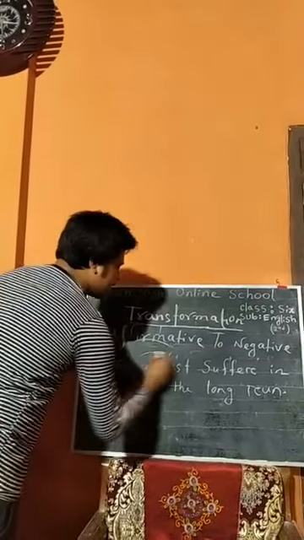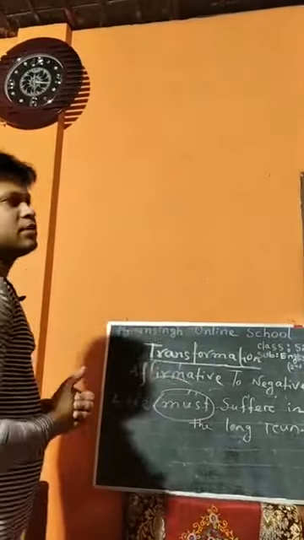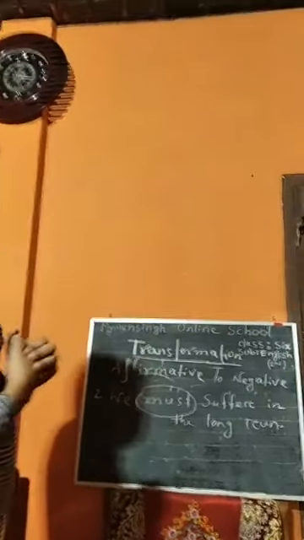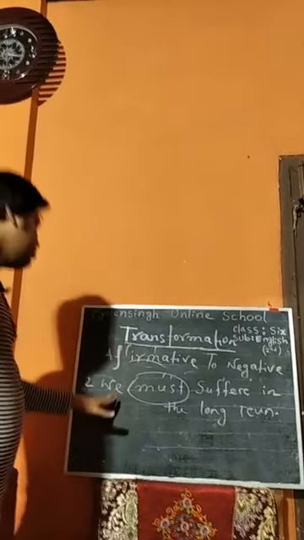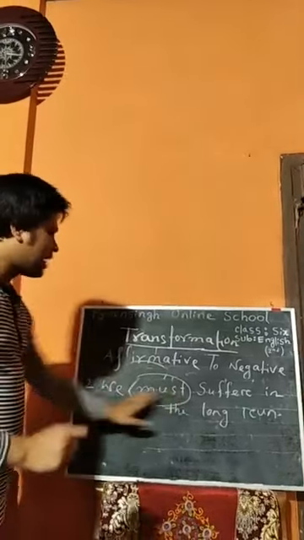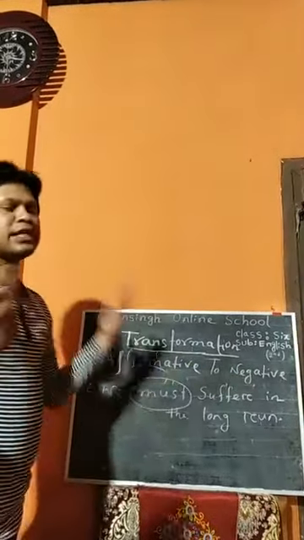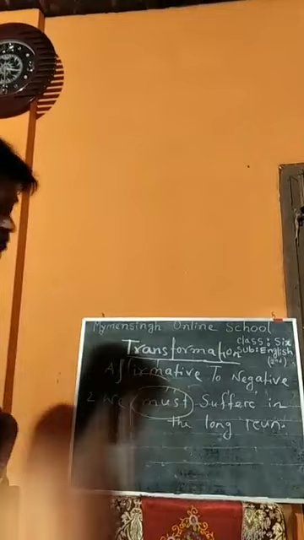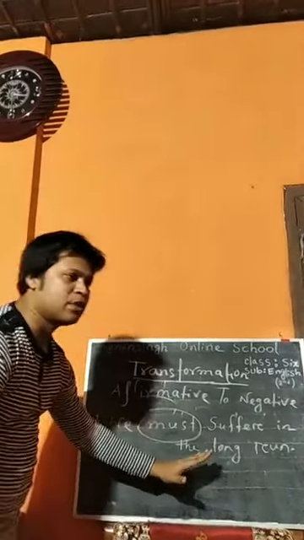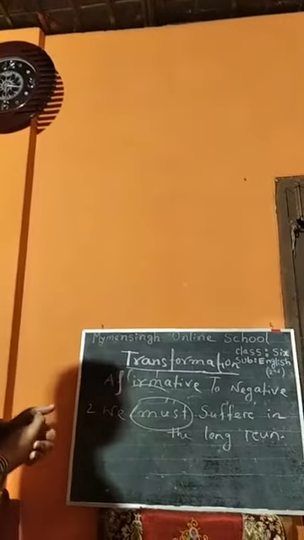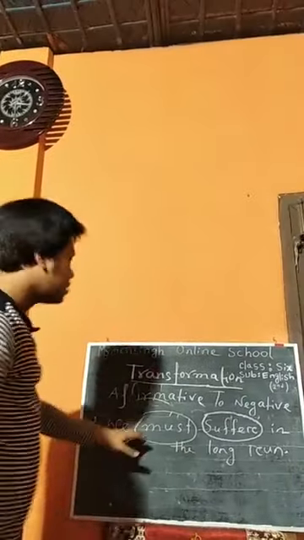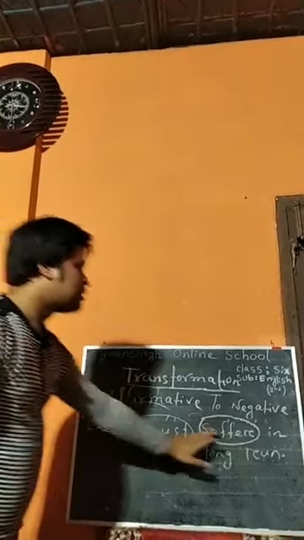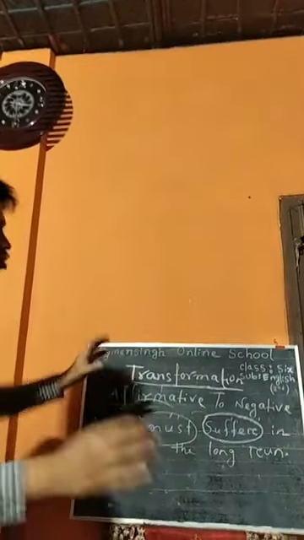Here we find a word, that is must. So we can replace this must using cannot but or cannot help. We must will be replaced by cannot but: we cannot but suffer in the long run. It will be a negative form. Otherwise, we can transform it into another form, that is, we cannot help. When we use help, we must change the verb into ing form. Then the answer will be we cannot help suffering in the long run. So you can follow these two rules.